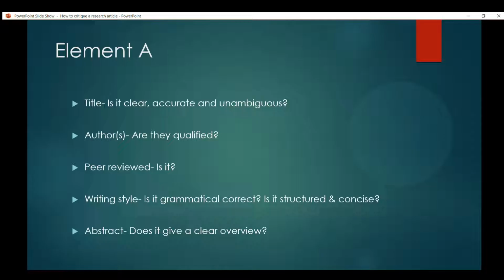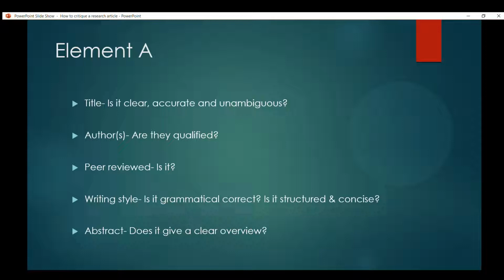Now you look at the writing style as well. How was it written? Was it structured? The grammar that was used, was it correct? So all these things, was it concise, not just merry-go-rounding or perambulating about the topic? Was it concise? All these are the things that you look out for when you're writing.